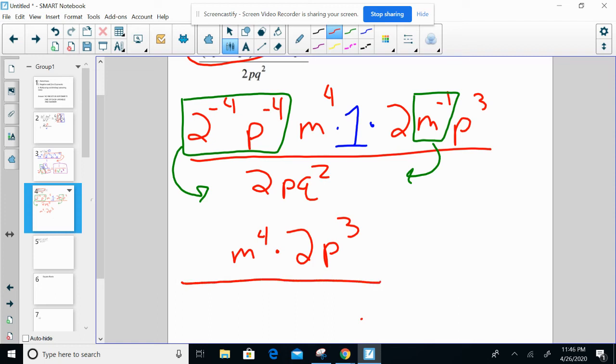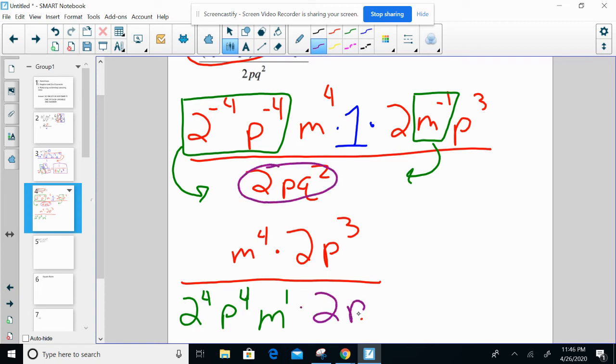All right. In green will be everything that moved. We moved it to the denominator, so those exponents become positive. All right, and then I'll go and circle this. Everything that was in the bottom stays in the bottom.